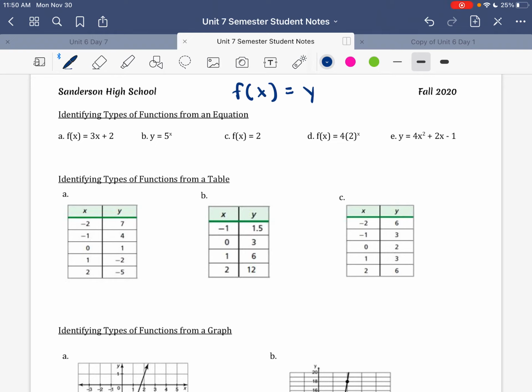So in example A, I see no exponents. I've got just a regular x. That one is going to be linear. That graph would make a line, and you are welcome to graph these and confirm that on Desmos if you want. For B, I have an x in the exponent, so this would be exponential.